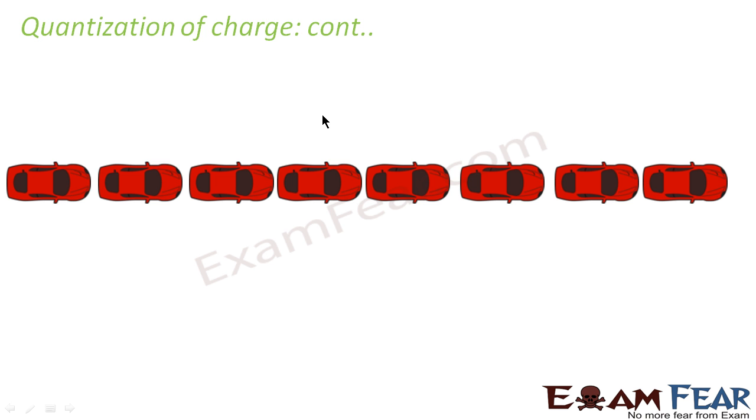Just now we saw that there are certain values of charges which can exist in this universe. No other values can exist other than that, right? So let me give you a practical example which happens in our day-to-day life. What do you see on the screen? You see a set of 8 cars standing in a row, one after the other, right? You can see very clearly that there are 8 cars standing one after the other in a queue.